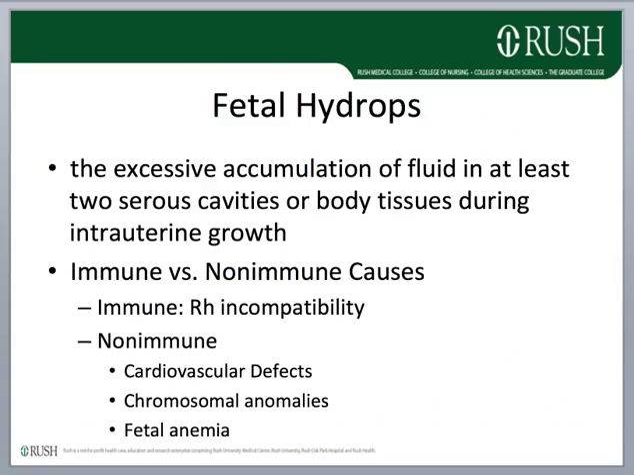So to review, fetal hydrops is the accumulation of excessive amounts of fluid in at least 2 serous cavities or in the body tissues during intrauterine growth. There are immune and non-immune causes. Rh incompatibility is the most common immune cause, while cardiovascular defects, chromosomal abnormalities, and non-immune causes of fetal anemia make up the bulk of non-immune causes of fetal hydrops.